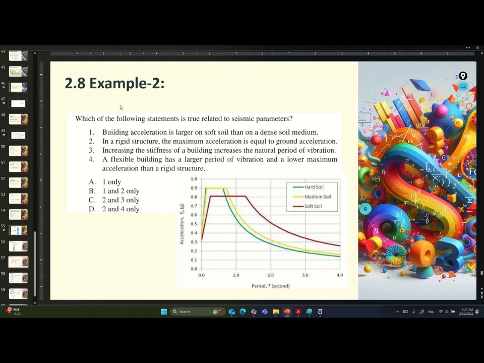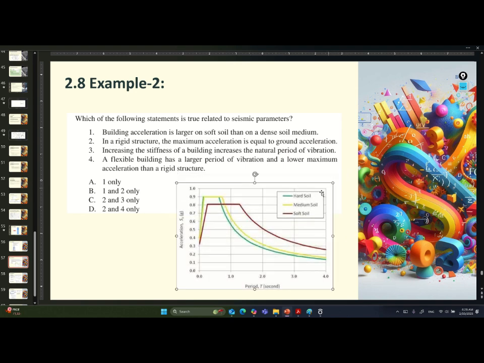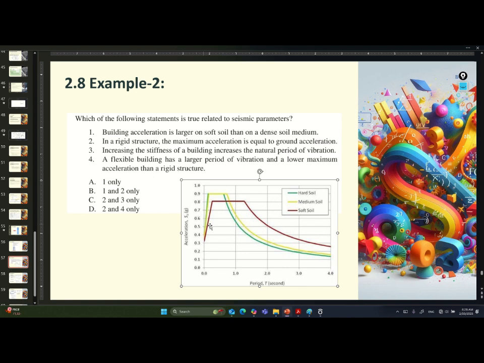Another example, this one is a theoretical one. He asks which of the following statements is truly related to seismic parameters. One: building acceleration is larger on soft soil than on dense soil medium. Two: in a rigid structure, the maximum acceleration is equal to ground acceleration. Three: increasing the stiffness of a building increases the natural period of vibration. And the fourth: a flexible building has a larger period of vibration and a lower maximum acceleration than a rigid structure. This picture I provided is not in the exam, but I provided it with the example.